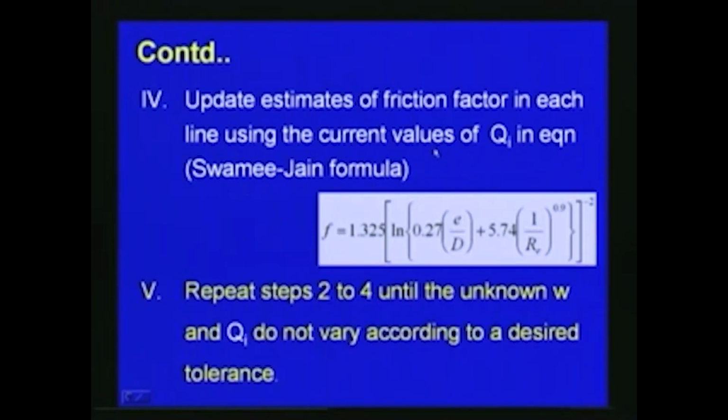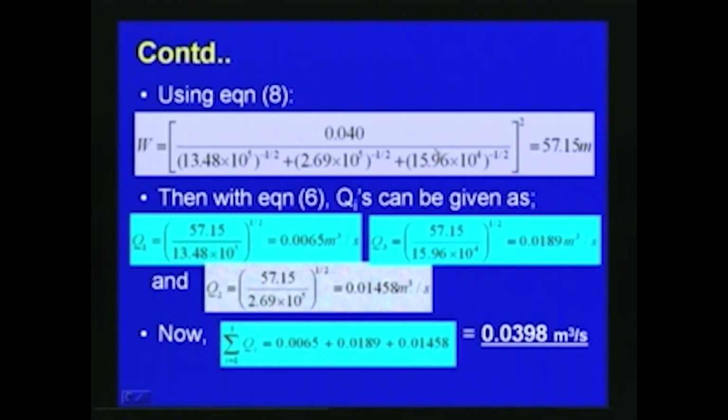We will now calculate the discharge through the individual pipes, Qi. Using this W of 57.15, we calculate Q1 as 0.0065 meter cube per second, Q3 as 0.0189 cubic meter per second and Q2 as 0.01458 cubic meter per second. You can see that if we add them up, we get 0.0398 meter cube per second. The total discharge given is 0.04 meter cube per second, so we have to go for one more iteration.